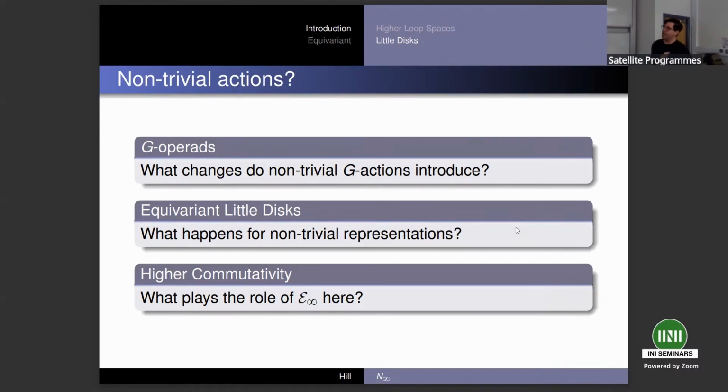And then finally, what plays the role of E infinity, or why did I have the audacity to say to Peter that maybe we call it something different. I learned the error of my ways.